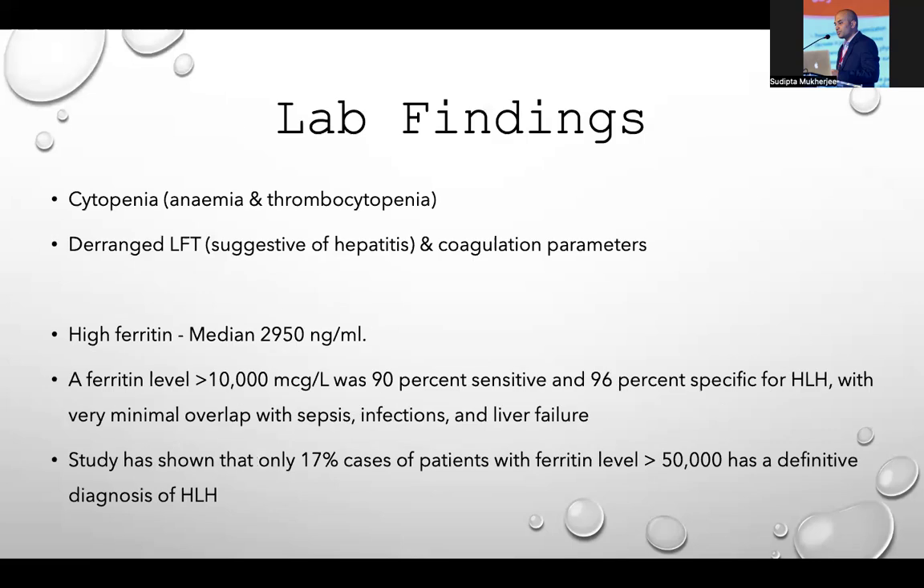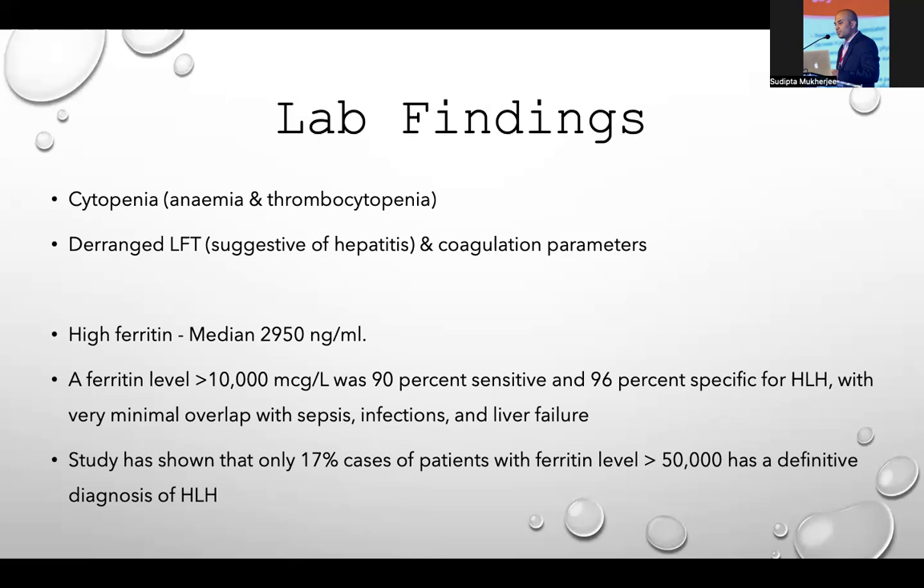In terms of laboratory findings, bicytopenia, mostly anemia and thrombocytopenia, is common, along with deranged LFTs suggestive of hepatitis, and also an abnormality in the coagulation parameters. They usually have a high ferritin. The median value is around 3000 nanogram per ml. A ferritin level more than 10,000 microgram per liter has a 90% sensitivity and 96% specificity for diagnosis of HLH, and there is very minimal overlap with sepsis, infection, and liver failure, which may also cause an increase in ferritin.